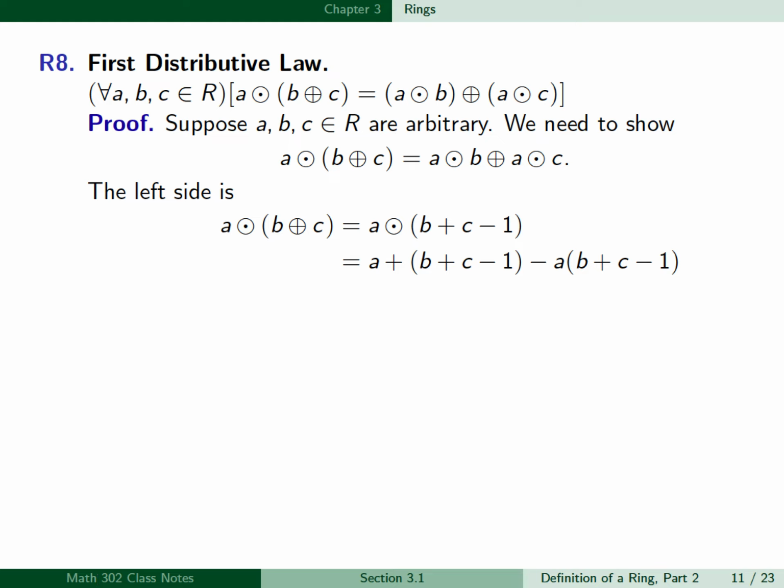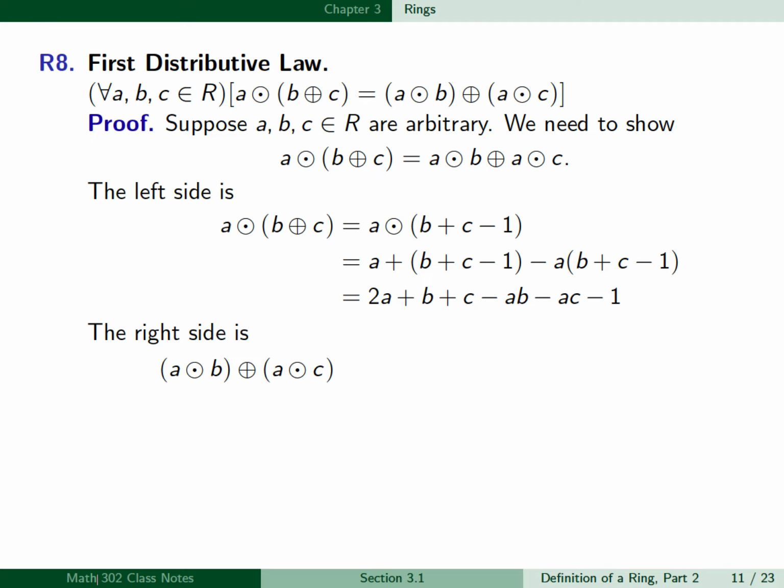And this is going to be a plus the quantity b plus c minus 1 minus a times the quantity b plus c minus 1. And simplifying this, this works out to 2a plus b plus c minus ab minus ac minus 1.